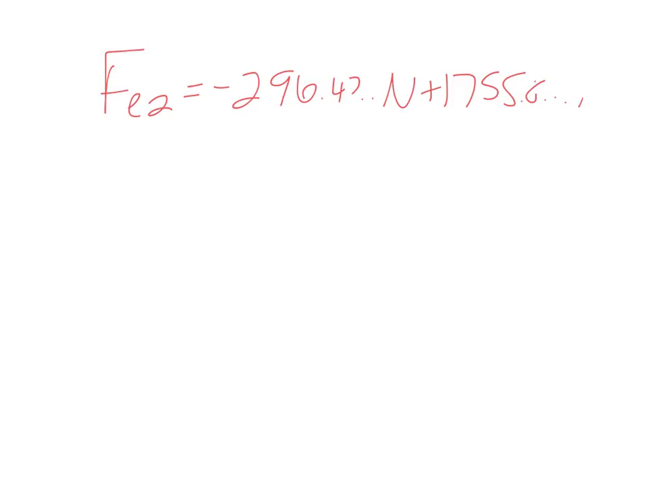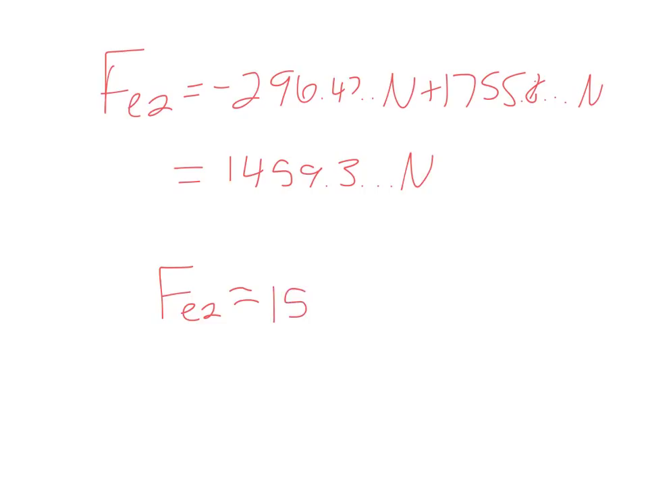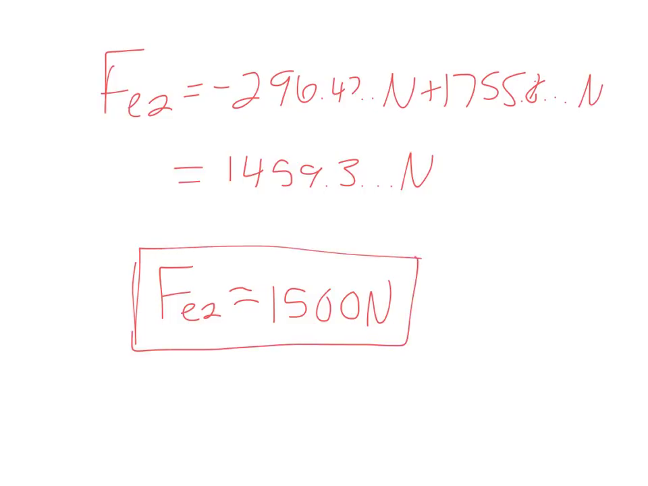Adding them together to get our total force on 2, we get negative 296.47 keeps on going newtons, plus 1755.8 keeps on going newtons. This comes out to be a positive 1459.3 newtons. 2 sig figs, so the total electrical force on 2 is approximately 1500 newtons. And this is positive because the right force was greater than the left force. That's the only thing this positive or negative means with the forces.